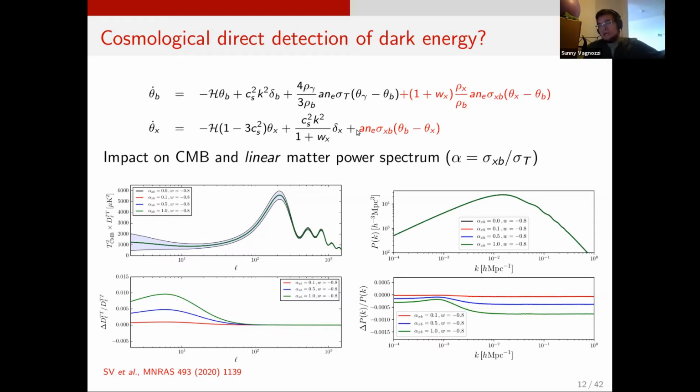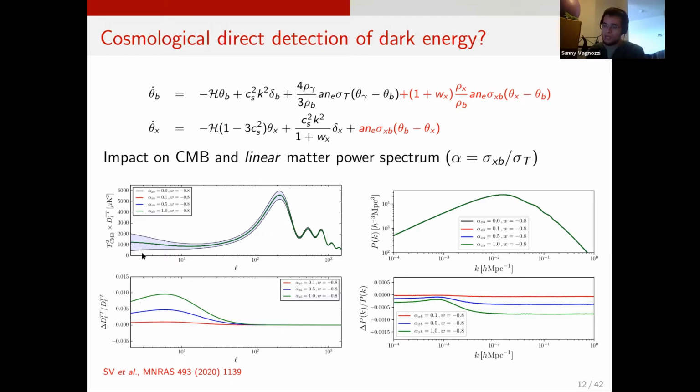So we play the following game. Let's imagine cranking up this cross-section, sigma, to a very large unrealistic value, which is, for example, the Thomson cross-section. The Thomson cross-section is the value of the cross-section for scattering between baryons and photons in the early universe. So let's assume that dark energy and baryons talk to each other with such a large cross-section. What are the effects in the CMB and the large-scale structure?